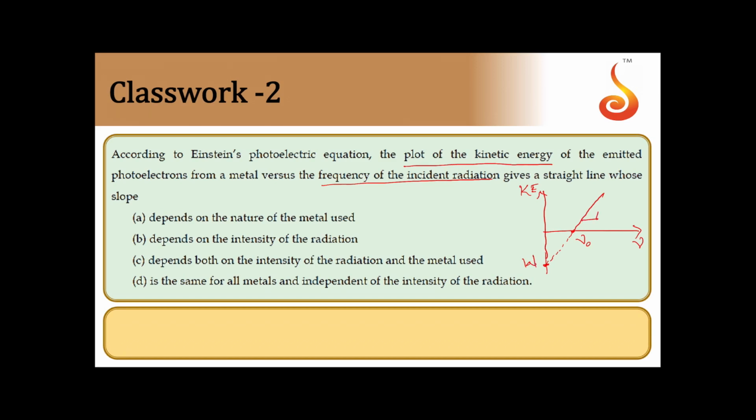Now the slope of this gives you Planck's constant, which is a universal constant. So it doesn't depend on what kind of metal you have used, or on intensity of radiation. So it is same for all the metals and it is independent of intensity of radiation. So it should be option D.